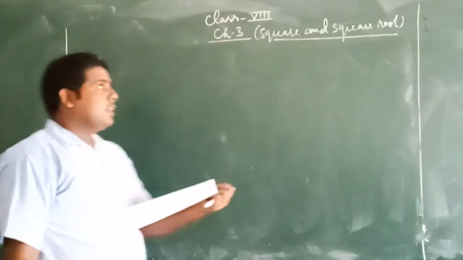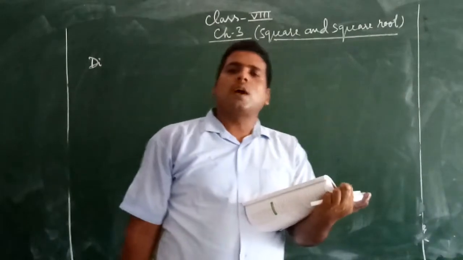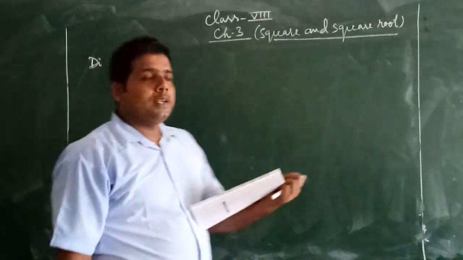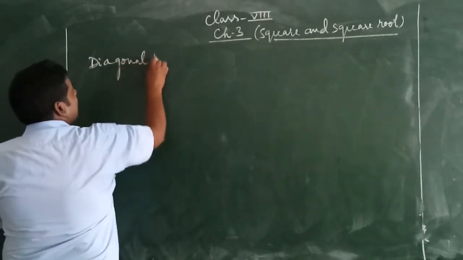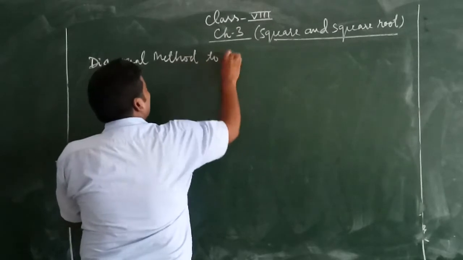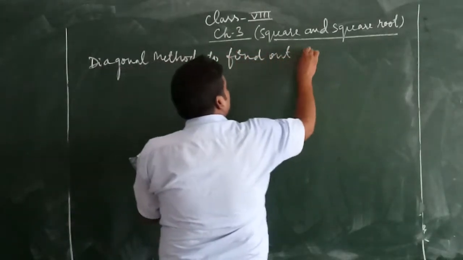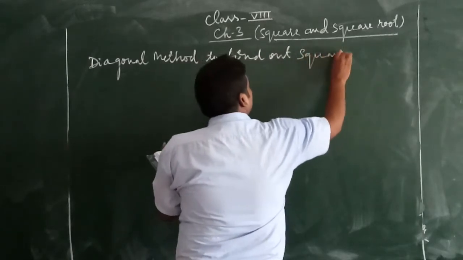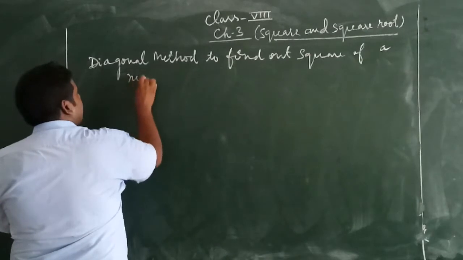Hello students, now we are going to discuss the diagonal method to find out the square of a number. Okay? Diagonal method to find out square of a number.